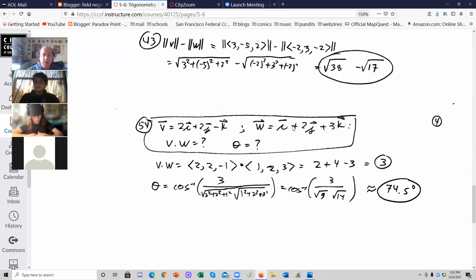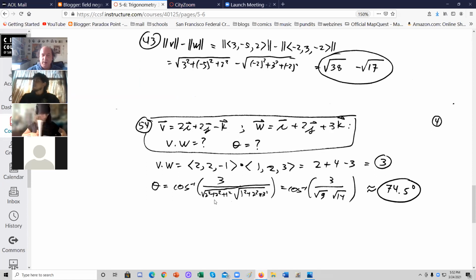There we have two vectors. What's their dot product? And what's the angle between them? V is (2, 2, -1). W is (1, 2, 3). So for the dot product, we take the sum of products of components. 2 times 1 is 2. 2 times 2 is 4. -1 times 3 is -3. 2 plus 4 minus 3 is 3.